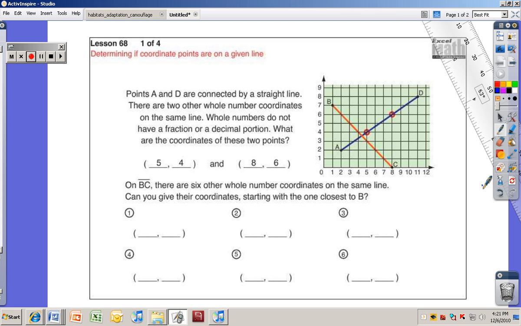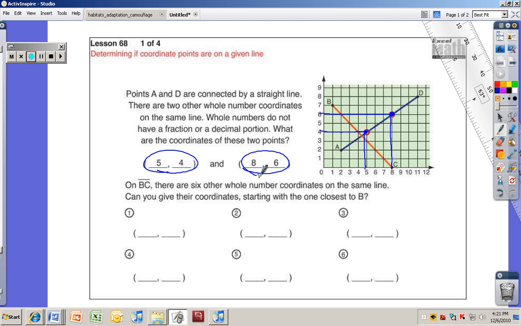The other whole number coordinates are at 5, 4. Here's why. The line crosses right on that spot right there, 5 and 4. Another spot where it crosses is right here, and that's at 8 and 6. So the other 2 places are 5, 4 and 8, 6.